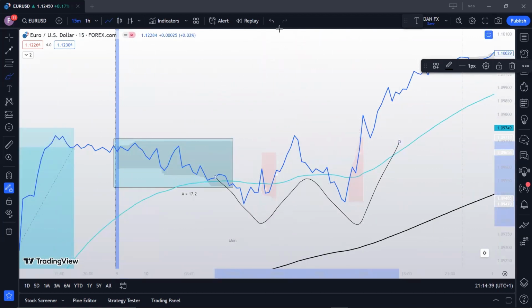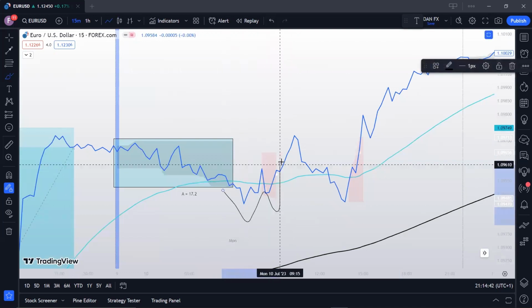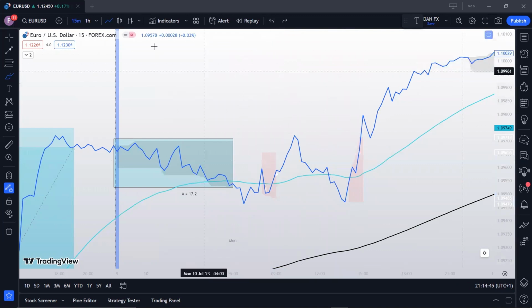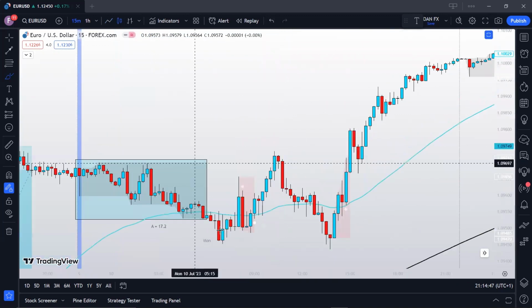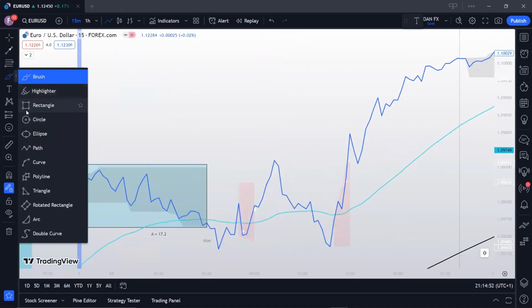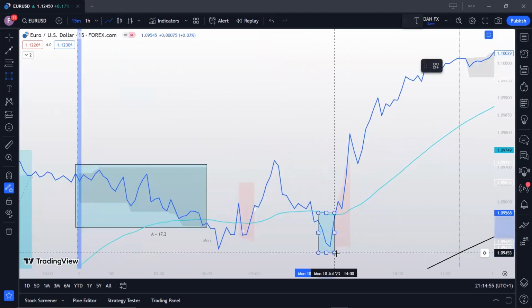This is a W formation. This could also be considered a W formation here, right? But they decided to extend it and make it larger. So this is a multi-session W formation. So what happens? On the second leg here, we're looking for candlestick formations all the way here, right?